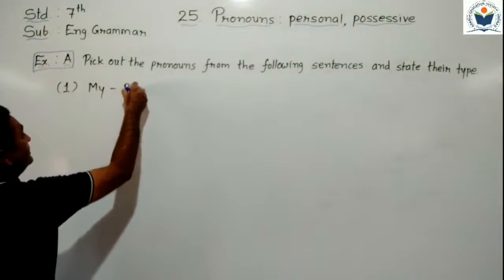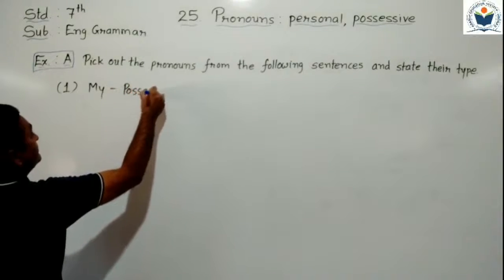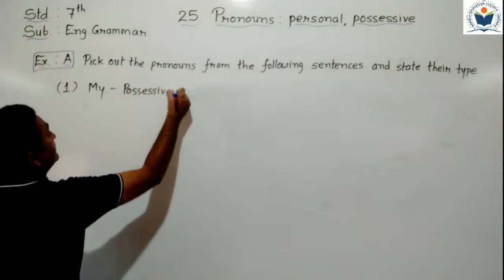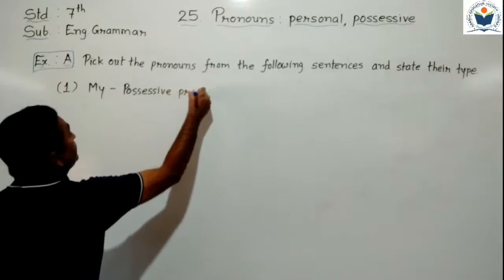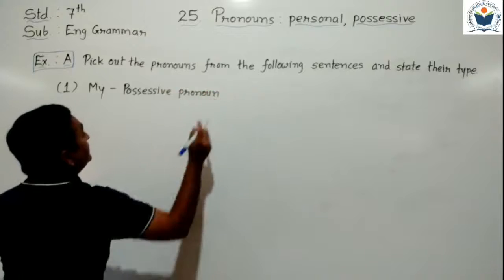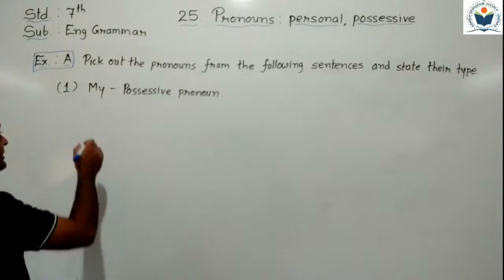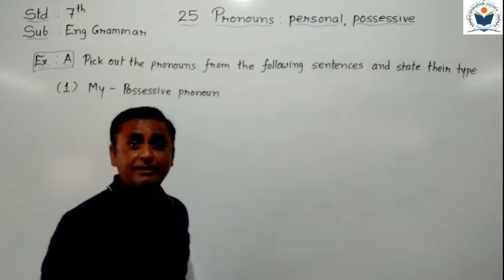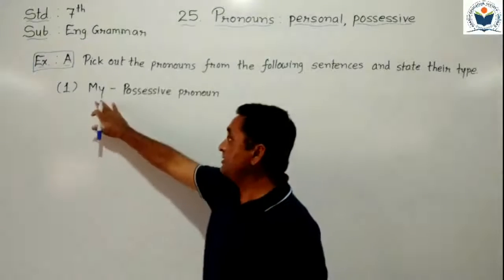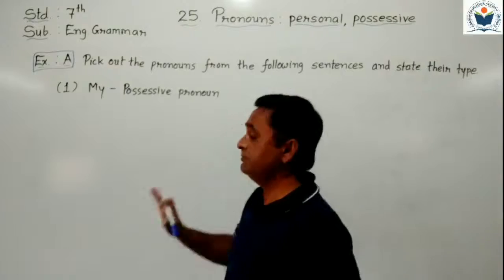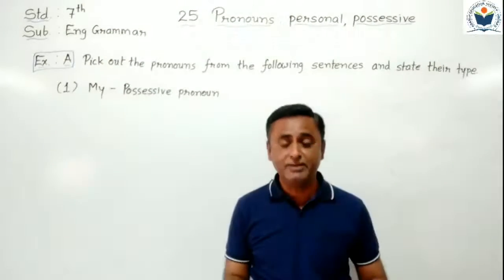So we have to write here: possessive pronoun. It is a possessive pronoun. So we have to write my. In the same way, you have to write in your grammar textbook as the answer. You have to write first my, then a dash, possessive pronoun. So the answer is over. It's simple.